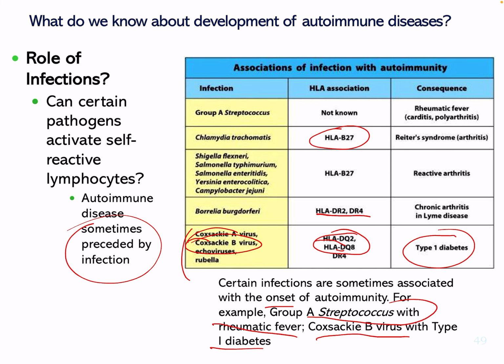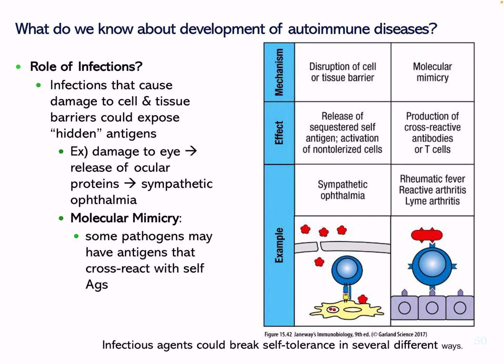I'm looking at another condition. So infections that cause damage to cell and tissue barriers could expose hidden antigens, like we talked about with damage to the eye, which can cause sympathetic ophthalmia. But we can also have molecular mimicry, where some pathogens may have antigens that cross-react with self-antigens. So, for example, in molecular mimicry, we have the production of cross-reactive antibodies or T cells. So, examples include rheumatic fever, reactive arthritis, and Lyme disease, in comparison to our destruction of the tissue barrier, like we talked about with the eye.